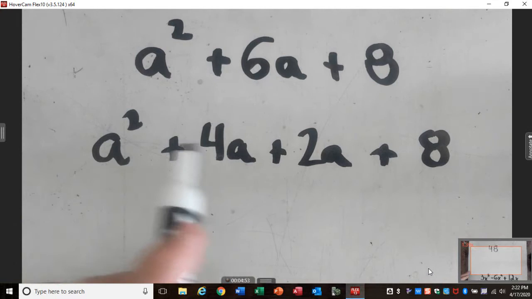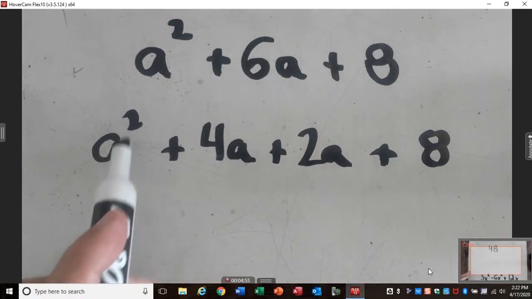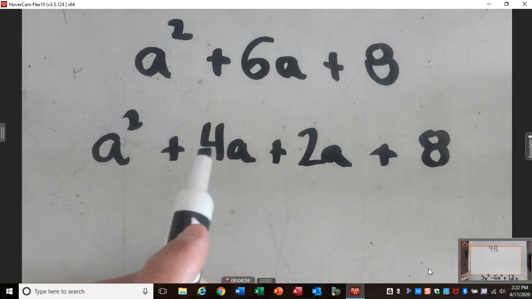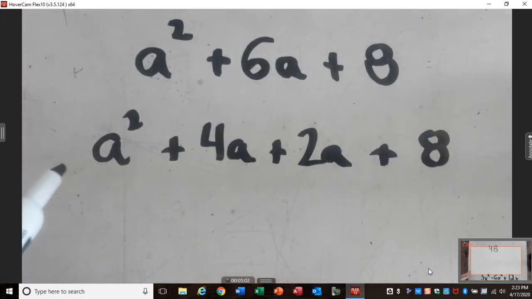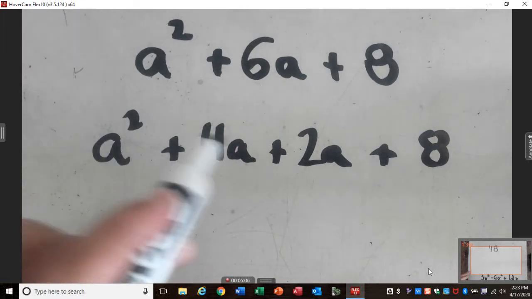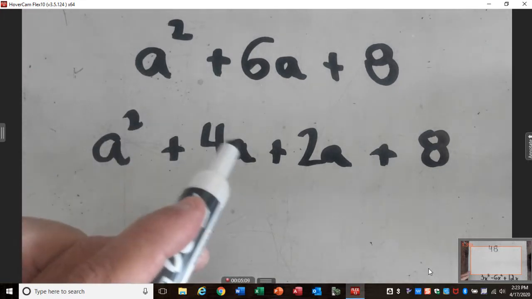We're going to take this part, and we're going to ask, what's common between a squared and 4a? In other words, what can we pull out? What do they have in common? We can't pull a number out. Can't pull a 4 out because there's no 4 here. We can pull out an A. I think there's an A common to both of these.